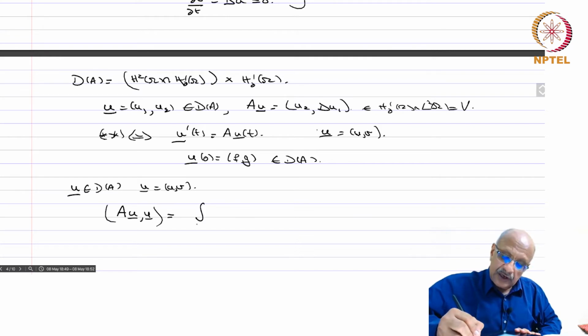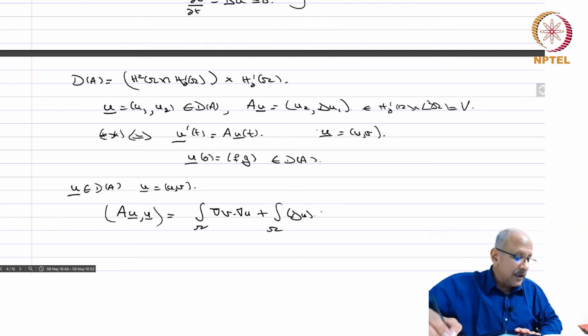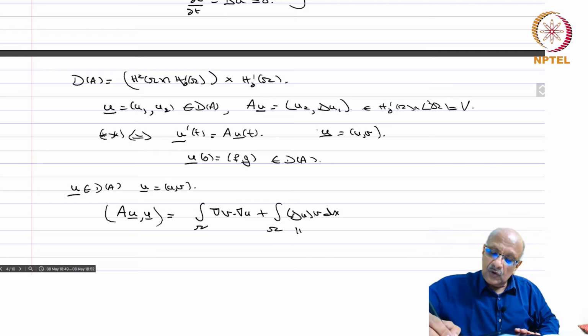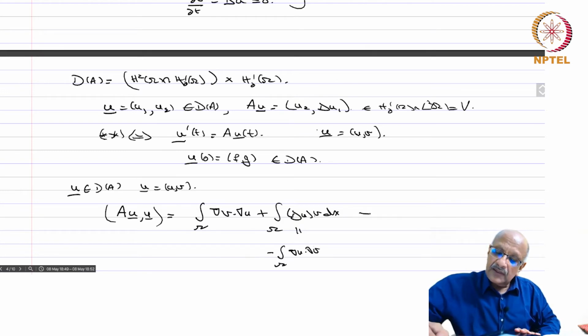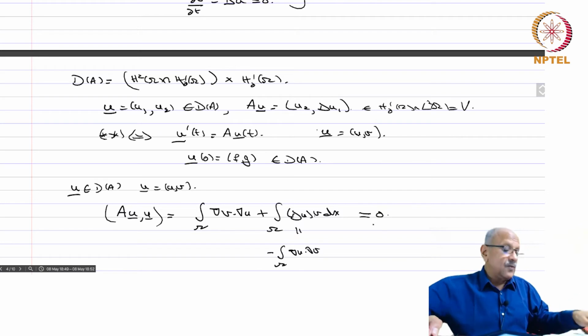⟨Au, u⟩ is the integral on Ω of ∇v · ∇u plus the integral on Ω of Δu times v dx, but then you know u is in H^2 and in H^1_0, so this is equal to minus the integral on Ω of ∇u · ∇v. There are no boundary terms, and therefore this is equal to 0.